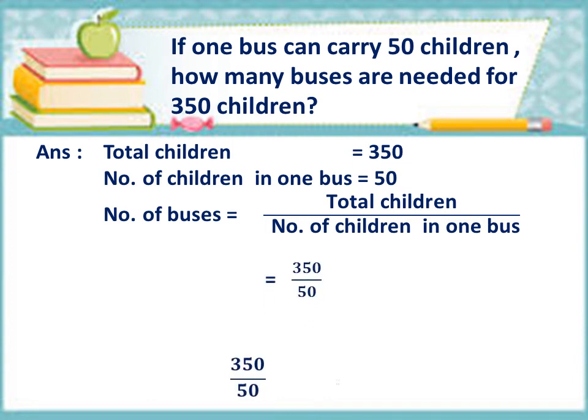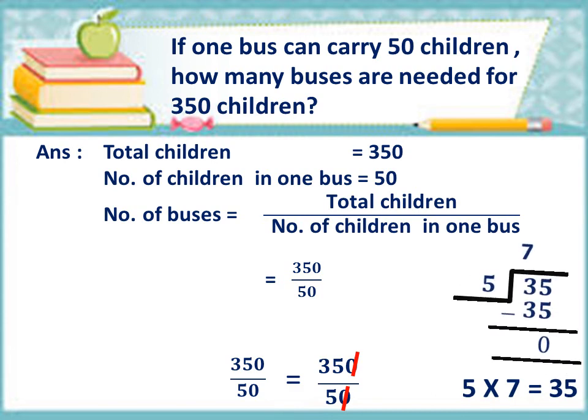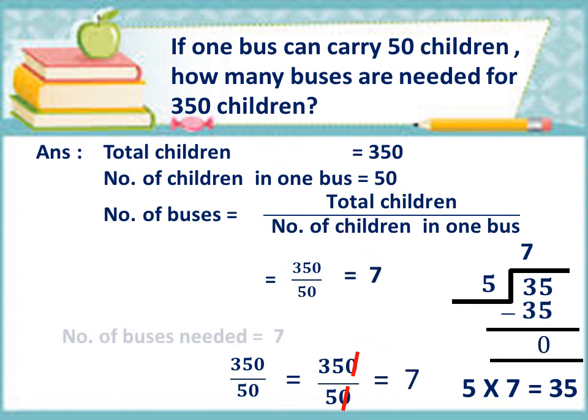Now how do we calculate this division? Let us see. If we have 0 in the numerator and denominator, we can cancel the zeros. So cancel the zeros here. Then we have 35 by 5. We know clearly that 5 into 7 equals 35. So 5, how many times will it go into 35? 7 times. So that is equal to 7. So the number of buses needed equals 7.